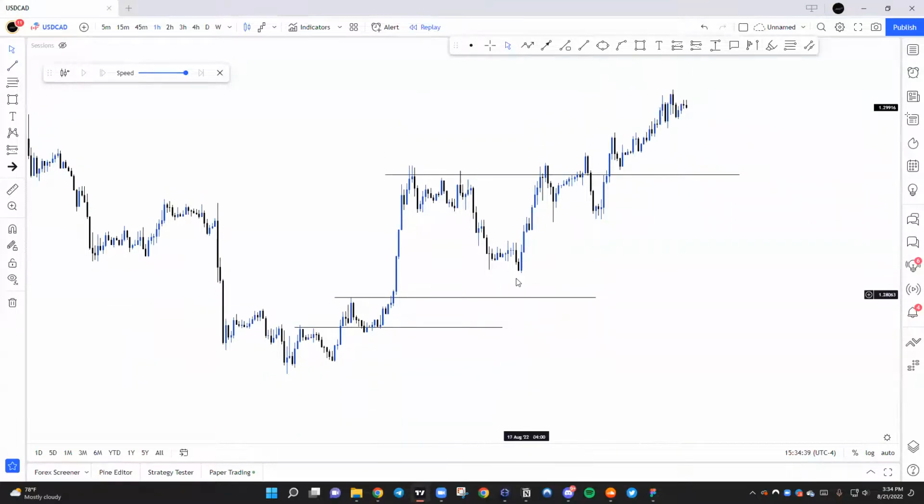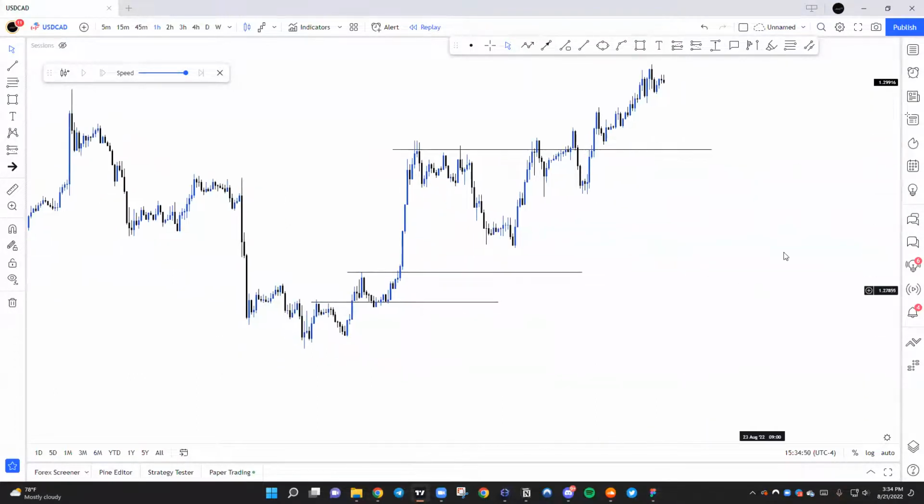Price pulls back, makes a low here, continues up, but breaks above here, makes a high, comes down, pullbacks, makes a new high, another pullback before making a new high. So overall, just breaking highs each time.